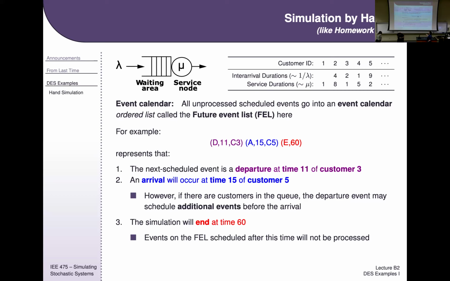And then this is saying that we know at time 15, there will be an arrival of customer 5, but we don't know until later if more events might get added in between here. So these are only the events we know will happen, but after the departure of customer 3, other things could happen that will insert things in front of this arrival. So this isn't necessarily the next thing that happens, but is a thing we know that will eventually happen.